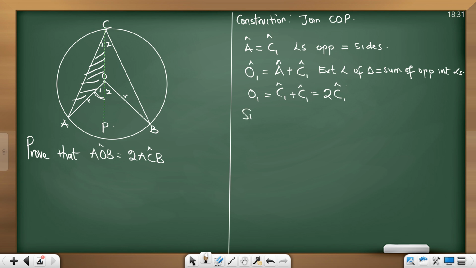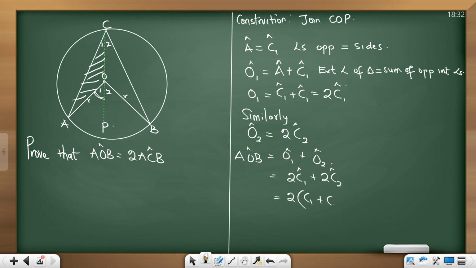Similarly, whatever happens on the left-hand side happens on the right-hand side. So we can conclude that angle O2 will also be equal to 2C2. Now, what is AOB? Angle O1 plus angle O2, 2C1 plus 2C2. And that gives us 2 times C1 plus C2. And if you look at C1 plus C2, it's actually angle ACB. 5 marks.